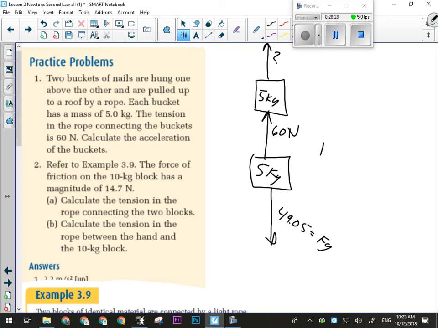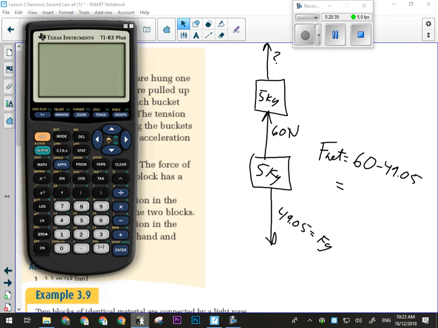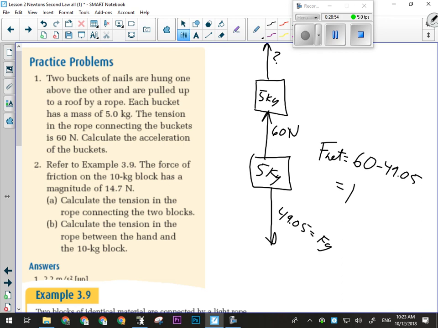So I'm going to calculate the net force using the sum of all forces. That's going to be 60 minus 5 times 9.81, which is 49.05. So we get 10.95 newtons upwards as our net force.